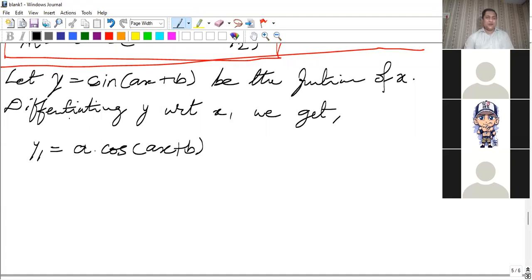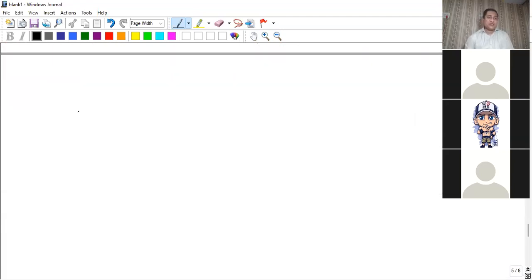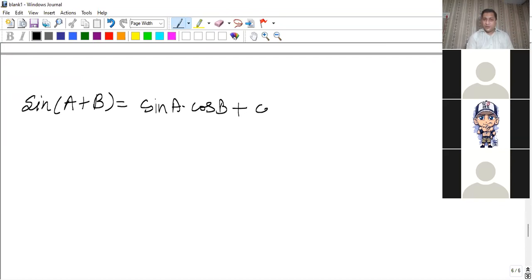Now again we'll do a small exercise. Earlier we considered the cosine, now consider the sine. So what will we be having? Sine of A plus B. We know this formula: it is sine A cos B plus cos A sine B. Is that okay?